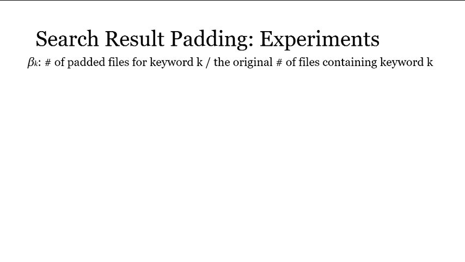To justify our argument, we show some experiments. First, I want to define a parameter on padding called beta of a keyword k as the number of padded files for a particular keyword divided by the number of files in the original search result. And then beta as the average of all beta k's. So intuitively, if the beta is larger, you will pad more and more wrong files to the search result. So this introduces a higher overhead on the communication, but on the other hand, it should be more secure.